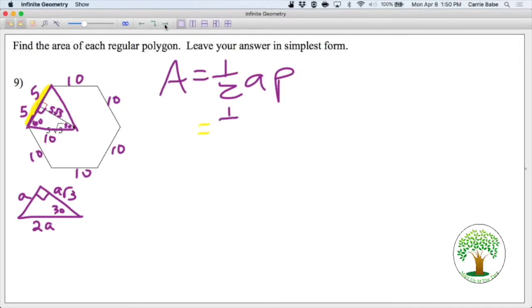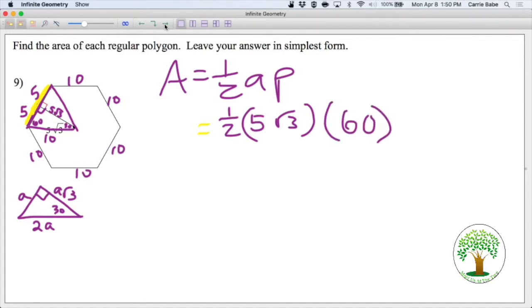1/2. Apothem, how much? 5 square root 3. Yes, the apothem is this part right here. That's right. 5 square root 3. P, or 10, is one of the sides, but P stands for perimeter. So you need 100. No, there's 6 of those sides. Perimeter means how many does it take to go all the way around? There you go, 60. Very good.